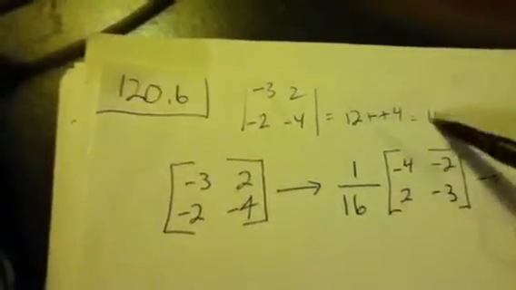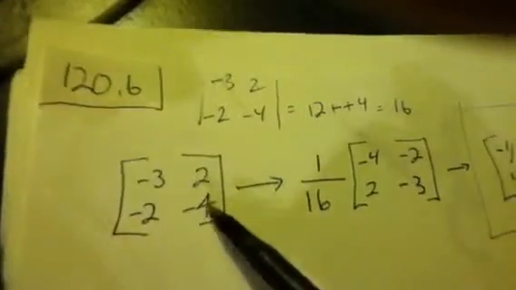So I found the determinant. I went 3 times 4, or well, negative times negative is positive. I had 12 minus negative 4, and that gave me 16. So I want the reciprocal, so that's 1 over 16.